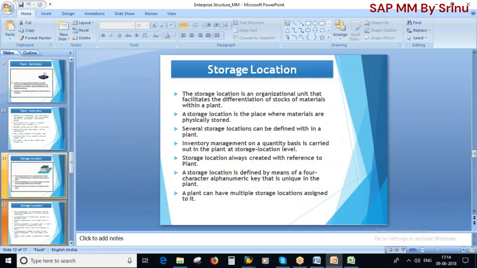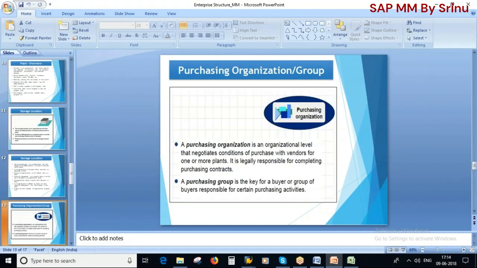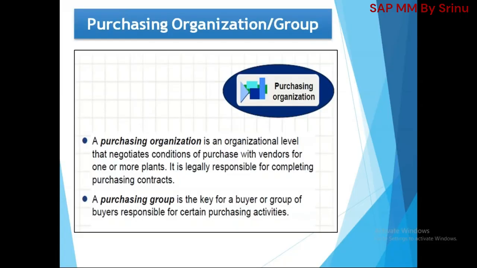So once the storage location is done, we will move on to the purchasing organization. What is purchasing organization? Purchasing organization is the organization that manages purchasing activities. It negotiates conditions of purchase with vendors for one or more plants. So basically the purchasing organization will be responsible for purchasing activity for a particular plant or more than one plant.